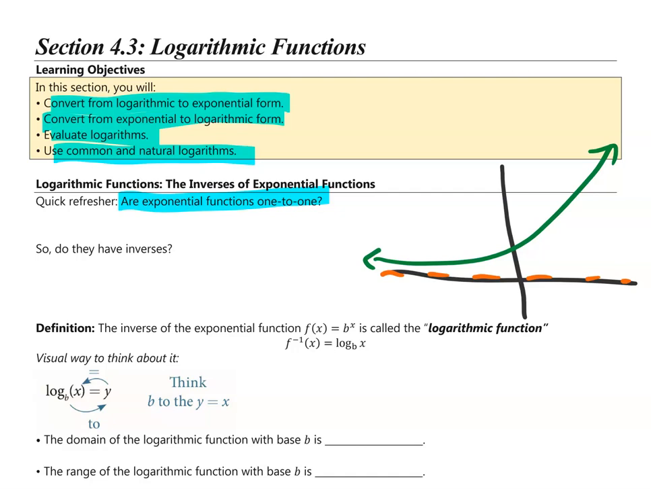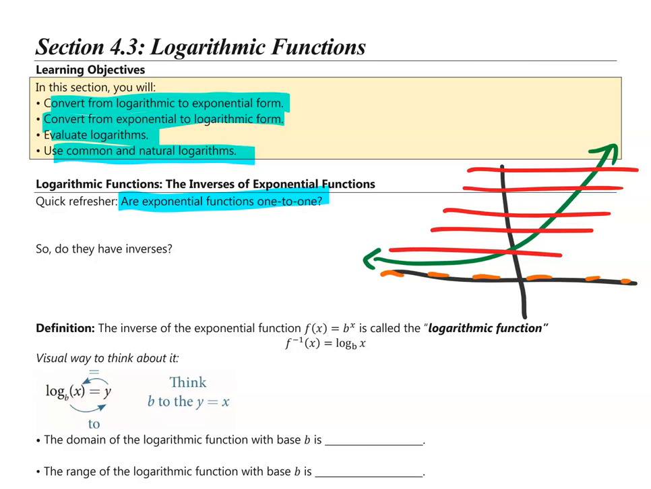Yes, remember the horizontal line test? It is a one-to-one function if it has only one x value for each y value. So let's try. Look at these horizontal lines. There is only one x value for each y value. So yes, it is one-to-one. So do they have inverses? Yes.